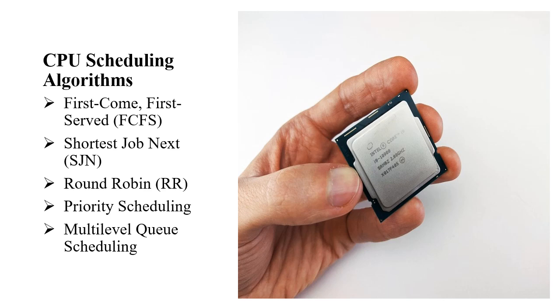Next, now let's see what the CPU scheduling algorithms are. There are 5 different algorithms in CPU scheduling. They are first come first served. Next, shortest job first or shortest job next. Next, round robin and priority scheduling, and lastly multi-level queuing. Each algorithm works differently. Some are simple, while others are useful for better multitasking. Let's see the explanation of each and every scheduling algorithm.